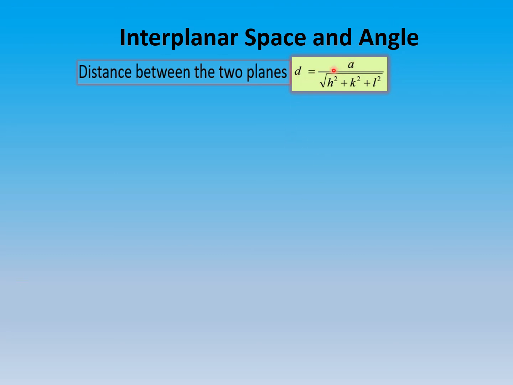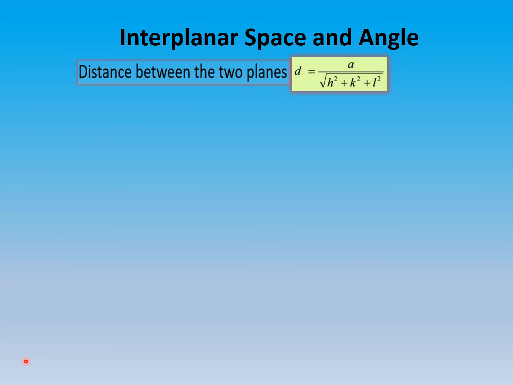d is equal to a divided by root of h square plus k square plus l square. This h, k, l is the plane that we saw, the intersection of the plane with the x, y and z axes, that we have written as h square, k square, l square. The a is the length of the cube.